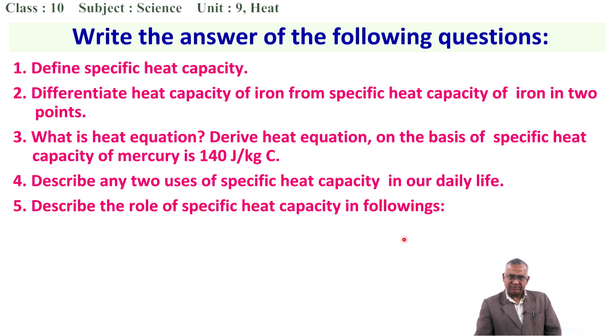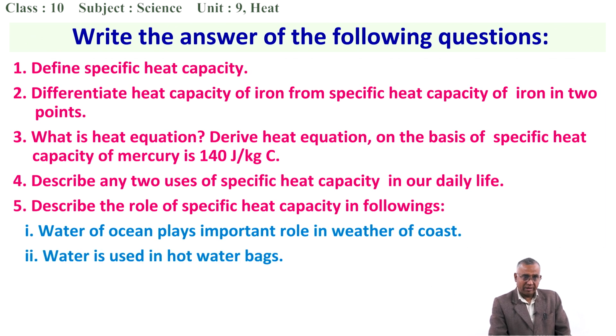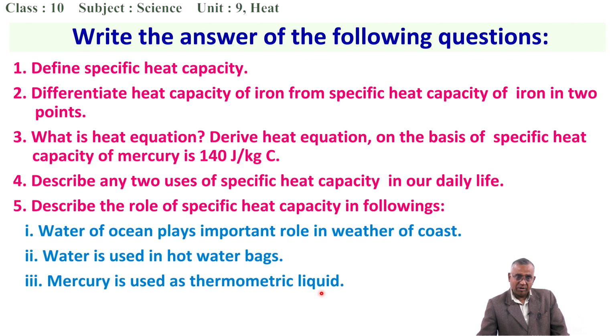Describe the role of specific heat capacity in the following. First one, the water of the ocean plays an important role in the weather of the coast, meaning the coastal region, the bank of the ocean. Next, water is used in hot water baths. Why so? You have to write. Mercury is used as a thermometric liquid. So, on the reference of what do you have to mention? Specific heat capacity. Maybe other properties are suitable for use in a thermometer, but you have to mention what?